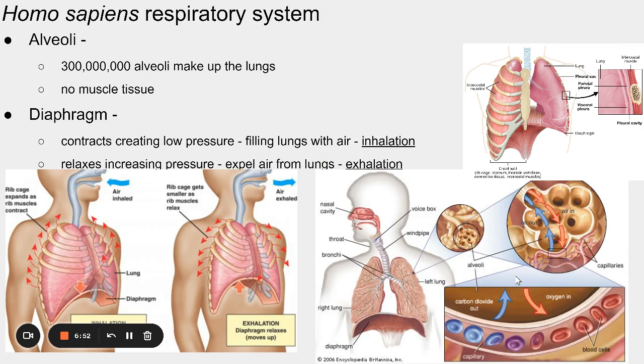Those air sacs are called alveoli. They're very thin, very delicate tissue, and they're surrounded by capillaries, as we see here. There are like 300 million of them in our lungs. And they don't actually have any muscle tissue in them. They can't just contract and expel air.